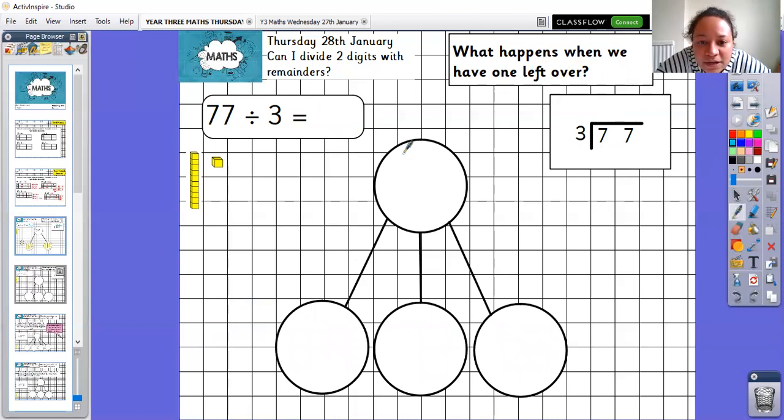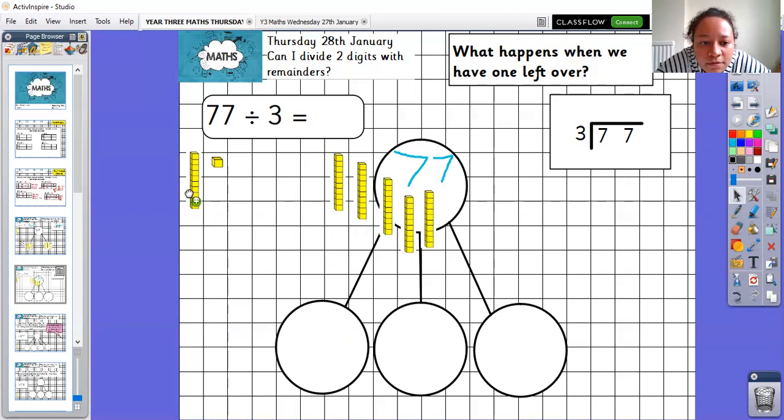So let's write 77 in here, and then let's build the number. So I will need 7 tens. So 1, 2, 3, 4, 5, 6, 7. And then I need 7 ones. So 1, 2, 3, 4, 5, 6, and 7. Okay, and then I can start dividing.